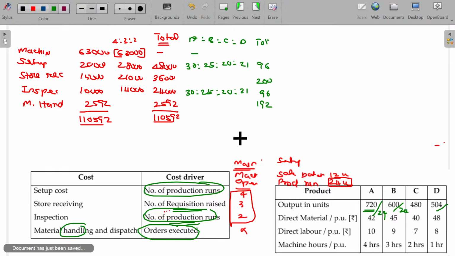Now, tell me, rupees per cost driver. 48,000 rupees for 96 production runs, so per run cost is 500 rupees. 36,000 divided by 200 is 180. 24,000 divided by 96 is 250. 2,592 divided by 192 is 13.5. Clear?